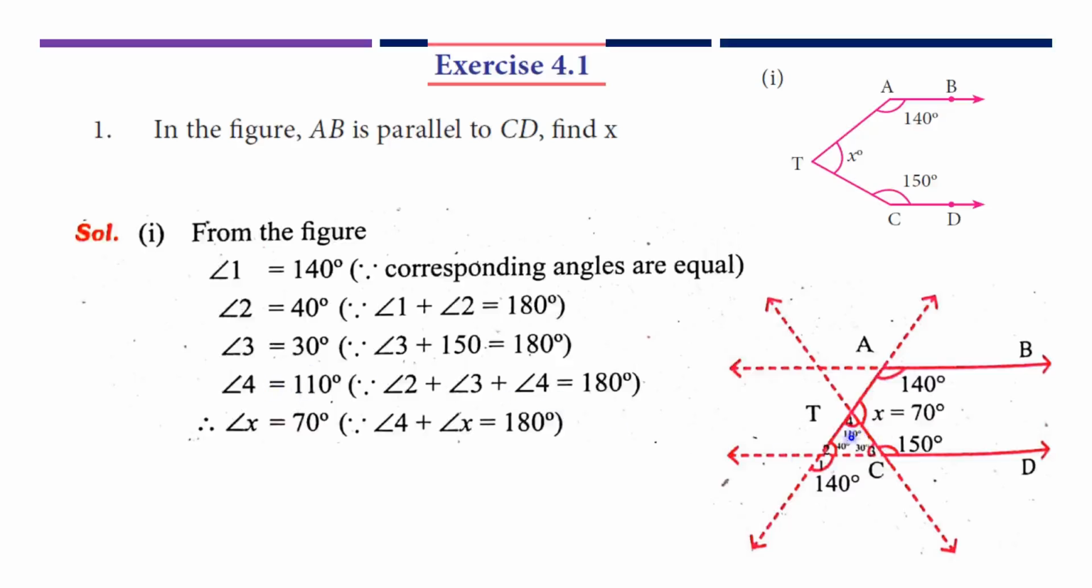Okay. Then angle 4 plus this x value is 180 degree. So angle x equals 180 degree minus this angle 4, which is 110 degree. So if we subtract that, we will get the angle x as 70 degree. So this is the answer for this sum.